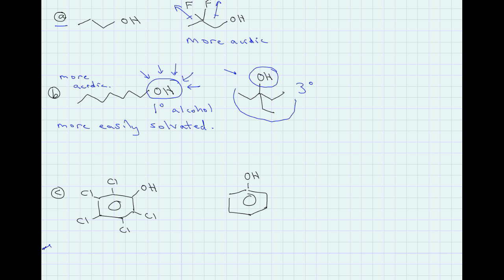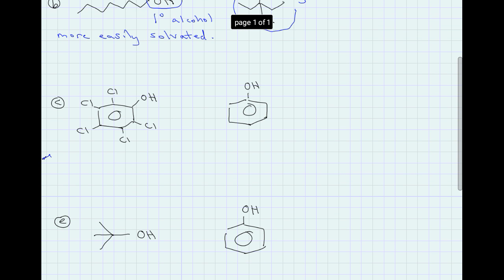On part C, pentachlorophenol versus phenol. Well, obviously, because of the electron withdrawing nature of chlorine, because it's a very electronegative atom, I won't draw in all these dipoles, but it's pulling so much electron density away that it's going to stabilize that phenoxide that's formed. So this one is going to be the more acidic one, more acidic than phenol.